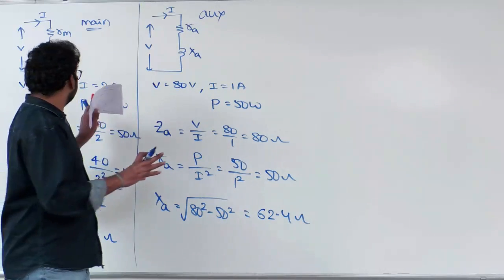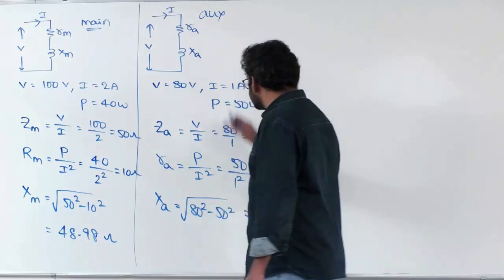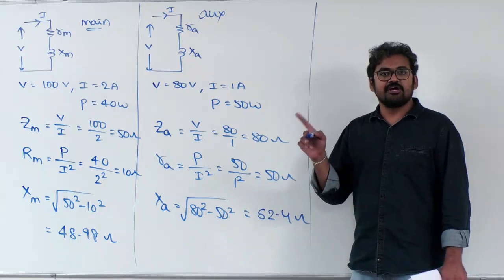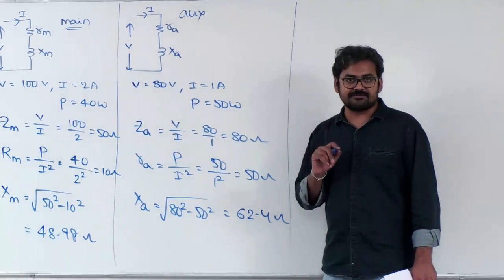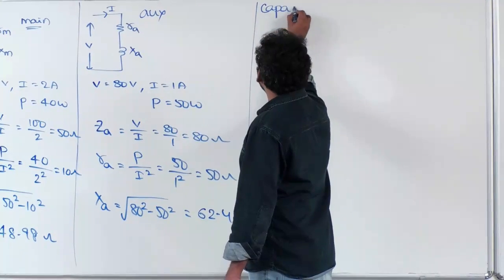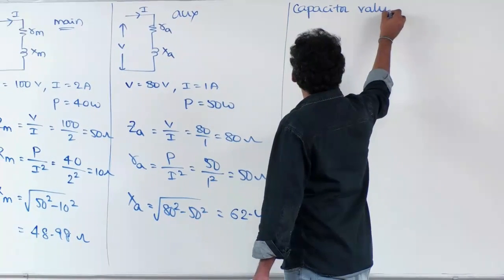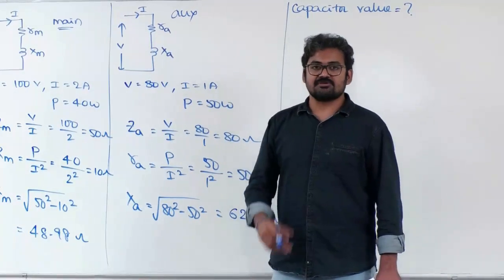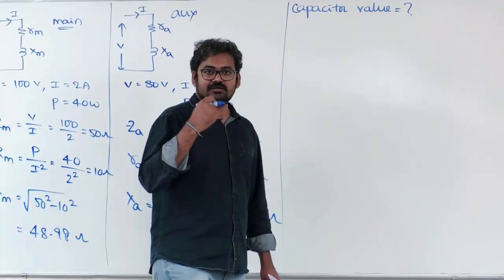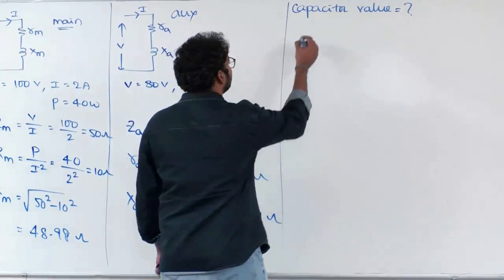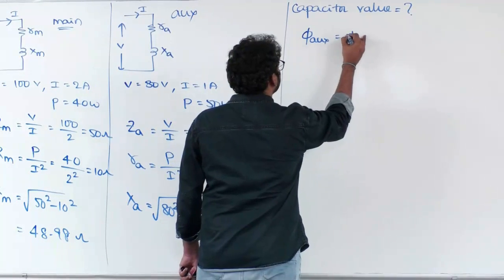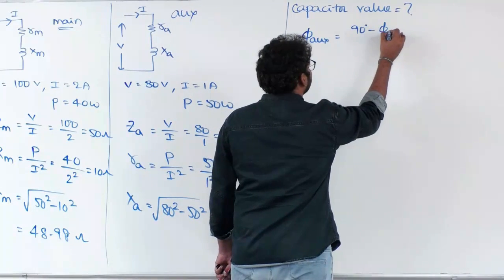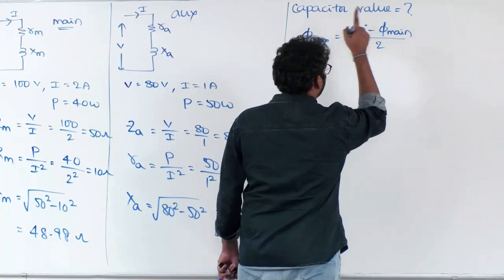So finally we got main winding impedance parameters and auxiliary winding impedance parameters. Now let us see what is the condition to be satisfied to create maximum torque at the time of starting. Okay, capacitor is now added. We need to calculate how much that capacitor value is. Yes, what is the condition to be satisfied to produce maximum torque at the time of starting? We know phi auxiliary should be equal to 90 degrees minus phi main by 2. This is the formula you need to remember.